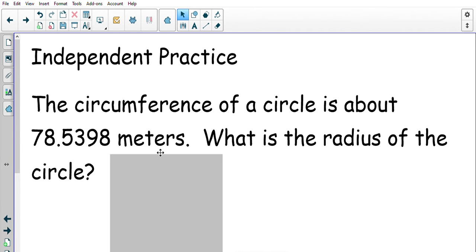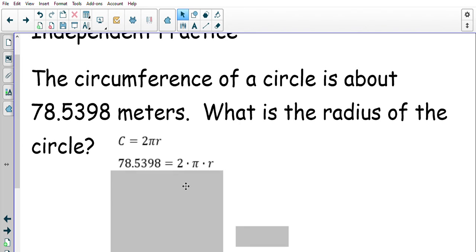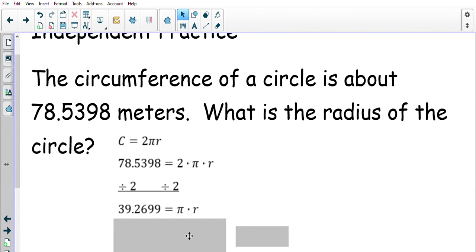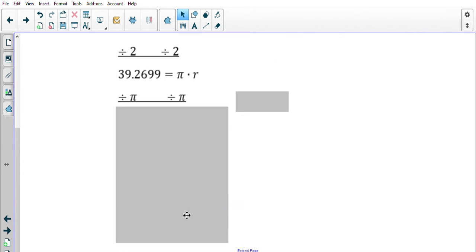All right, so once again, we're talking about the circumference of a circle, so we're going to use c equals 2 pi r. Replace c with the 78.5398. So 78.5398 equals 2 pi r. I divided both sides by 2 to get 39.2699 equals pi r. I took 39.2699 divided by pi.